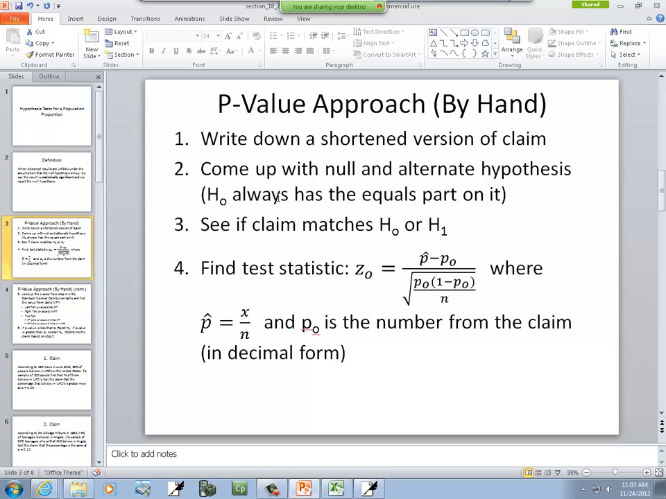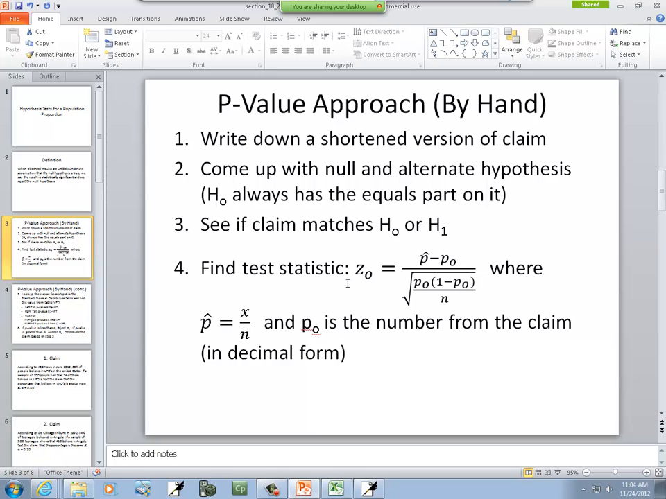Our steps: step 1, write down a shortened version of the claim. Don't get wordy on this, you want to keep it short and sweet. Step 2, come up with a null and alternate hypothesis. H0 always has the equals part on it. Step 3, see if the claim matches H0 or H1.